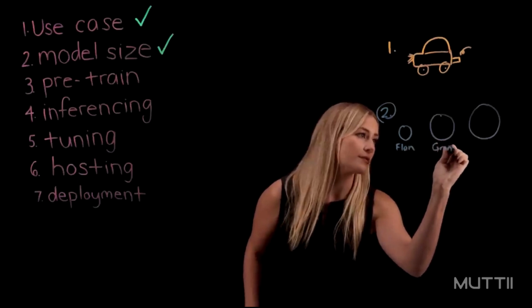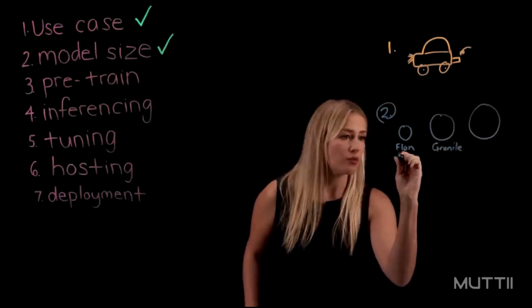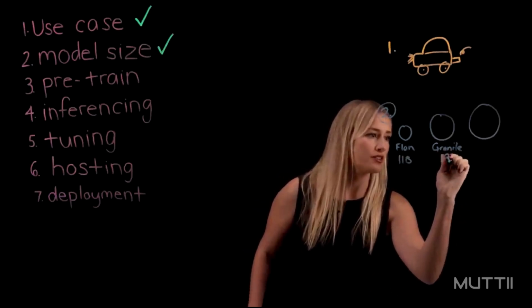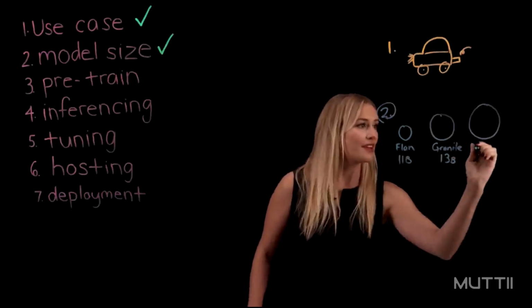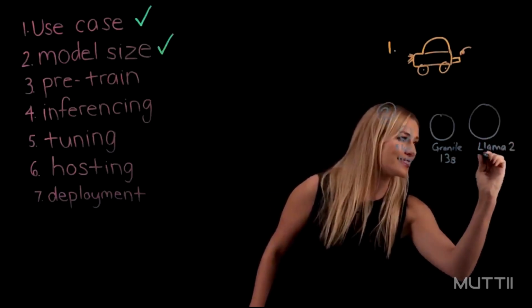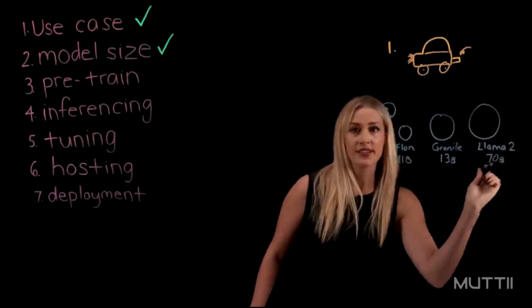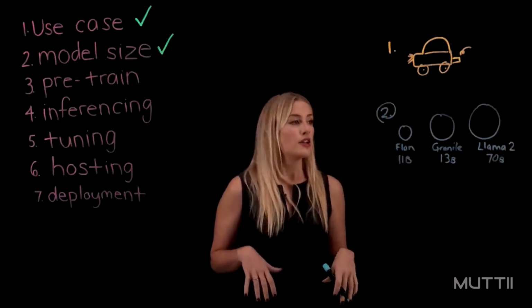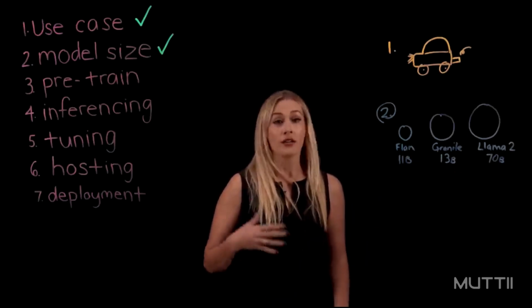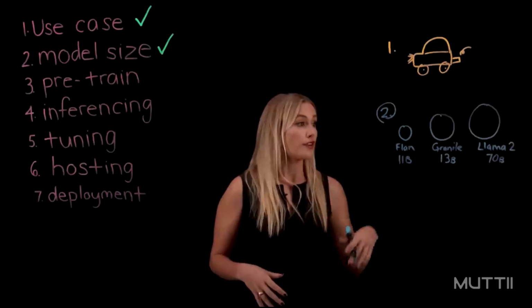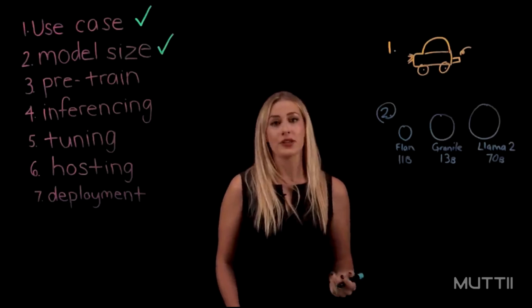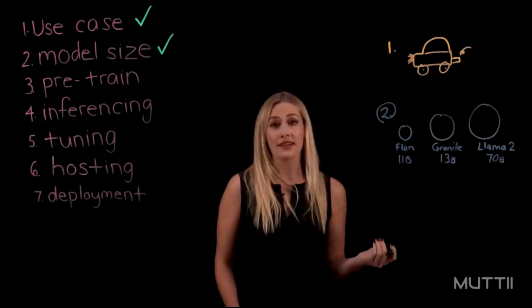We have our smallest model here, which is Flan, where we see this at 11 billion parameters. We have Granite, which is a middle tier size at 13 billion. And then we have the largest of them all, Llama 2, at 70 billion parameters. And what's important to know is that different models are going to serve different use cases. Some are better for language translation, others are better for Q&A. And as you move across different models, you have the opportunity to assess what's going to best suit your use case.